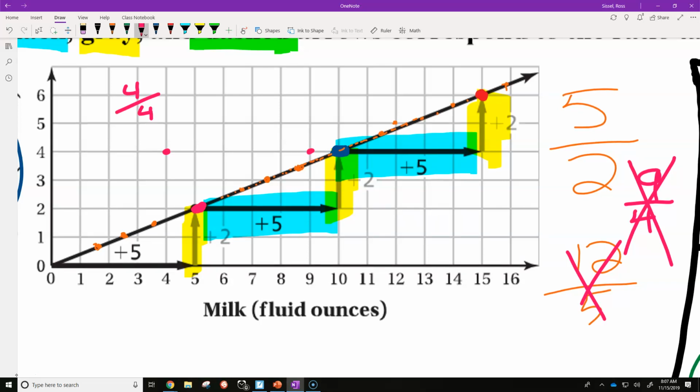Trevor? 0, 0. Now 0, 0 is a special one, because it's a starting point. However, 0, 0 is not considered on the line. It's the starting point. This line is a ray. If it would have continued through, we would have to talk about it, but 0, 0 is special because it equals 0. So no, it is not.